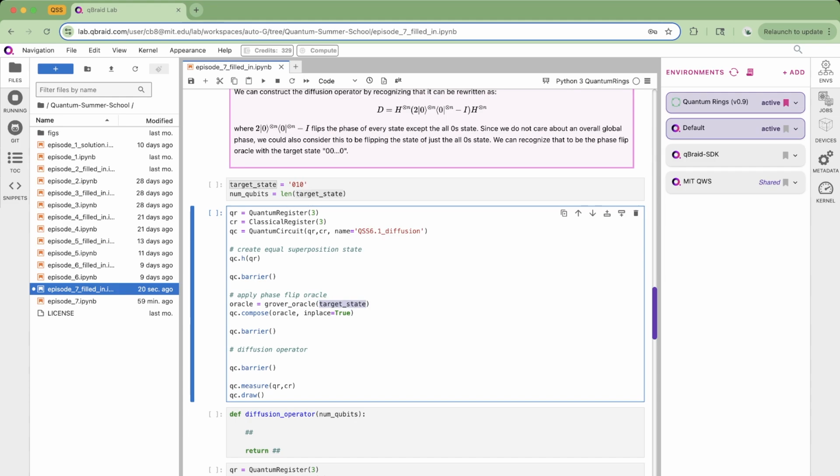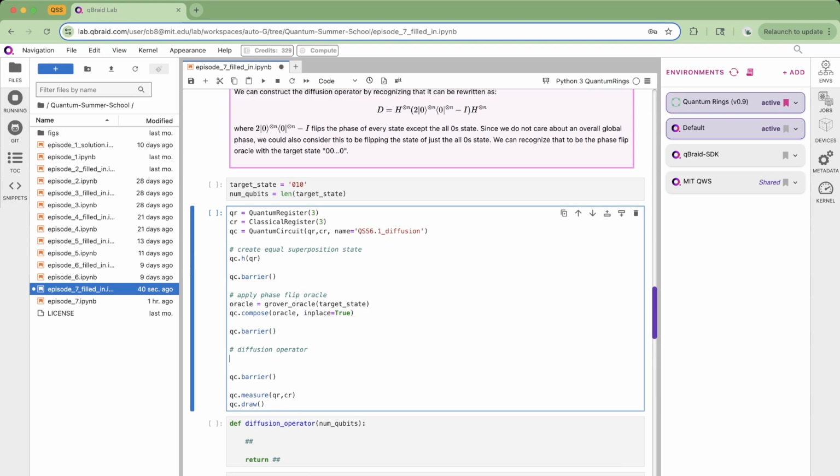And then when we do this qc.compose, we're taking this quantum circuit and we're mapping it onto a different quantum circuit. And remember, we need this in order to actually modify the quantum circuit object. And then we want to apply our diffusion operator. So the first thing we need to do is apply Hadamard to everything.